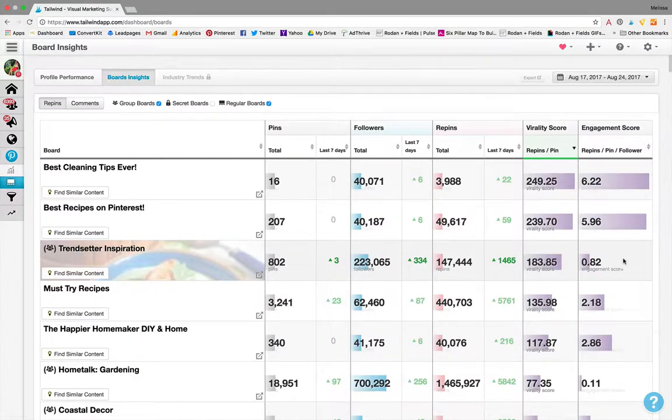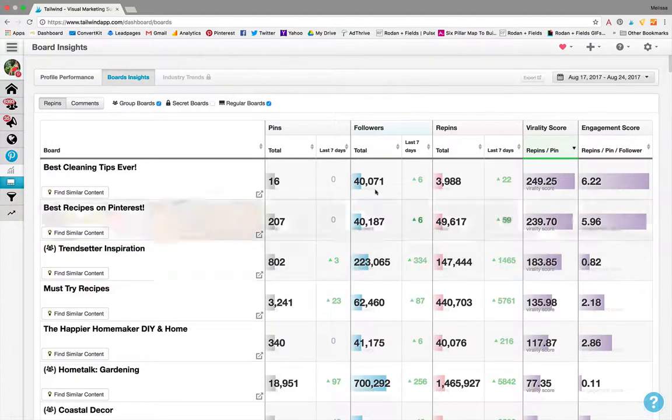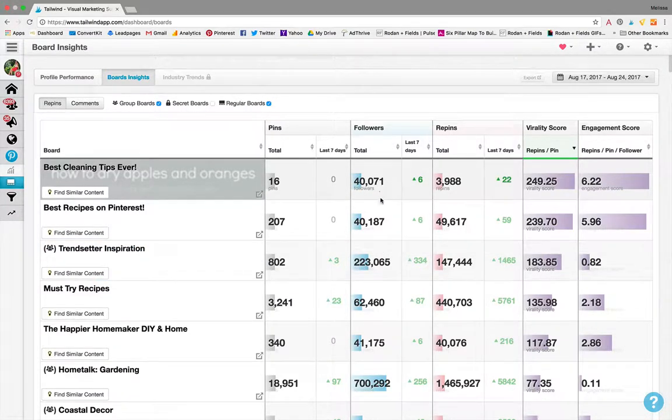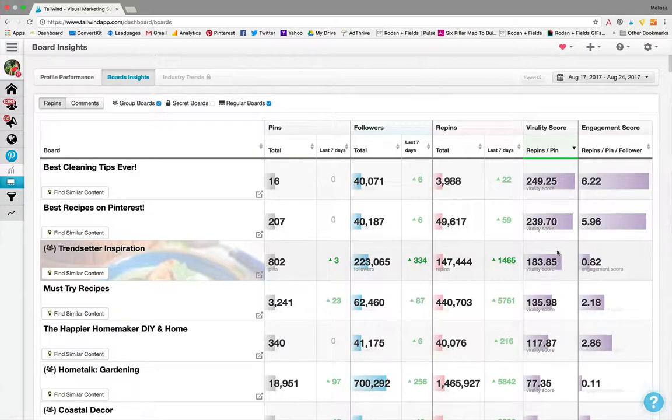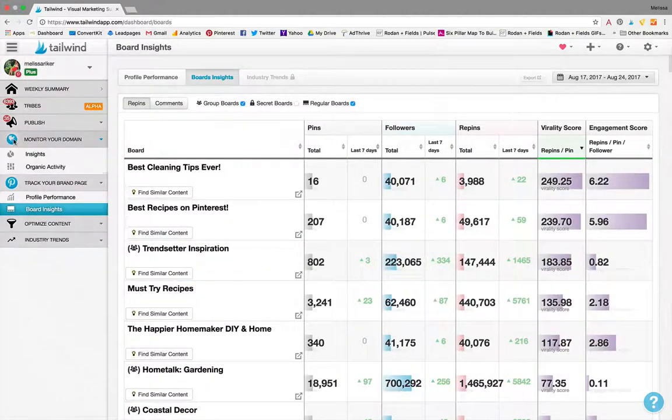So you can see this board, followers, is a group board that I'm on, and it has a lot more followers than some of my personal boards I've created recently. But it's still getting a ton of repins per pin, but the engagement score is lower because it has so many people on it. But I don't care about that, which is why I sort it by virality, because I just want those repins, because every one of those repins means I'm more likely to show up in the feed of someone that's not already following my boards, because I'm going to show up in the feed of whoever pinned my pin. So that's why I sort by virality score.